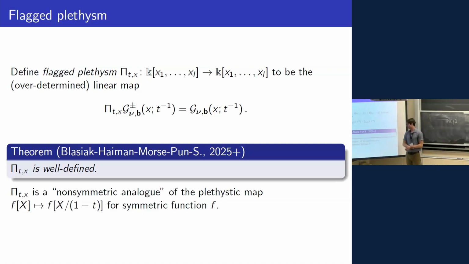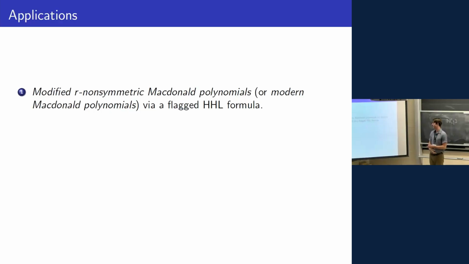And so why do we do this? Well, this is a non-symmetric analog of a map that showed up a lot in symmetric function theory, associated with Macdonald polynomials and LLT polynomials. We think of it as a map that sends signed combinatorics to unsigned combinatorics. So what are some applications of this? Using this machinery, we were able to generalize the Macdonald polynomials that I mentioned before.